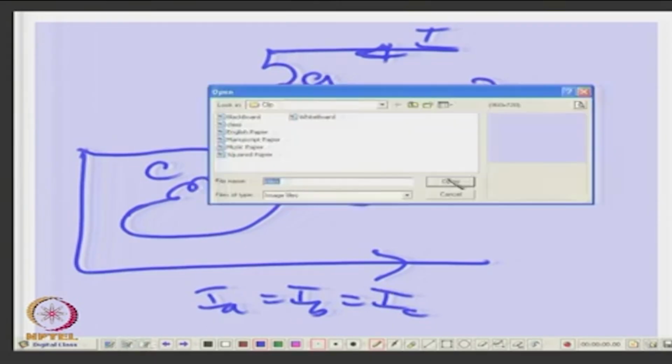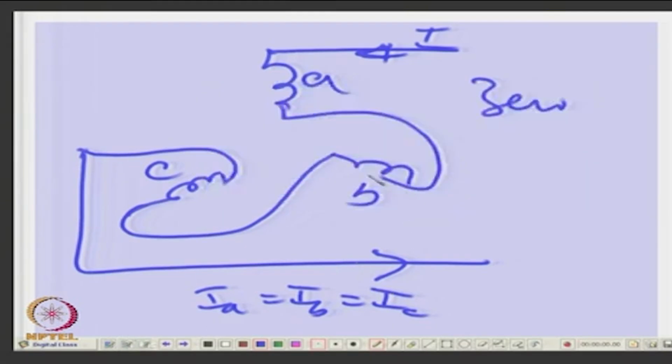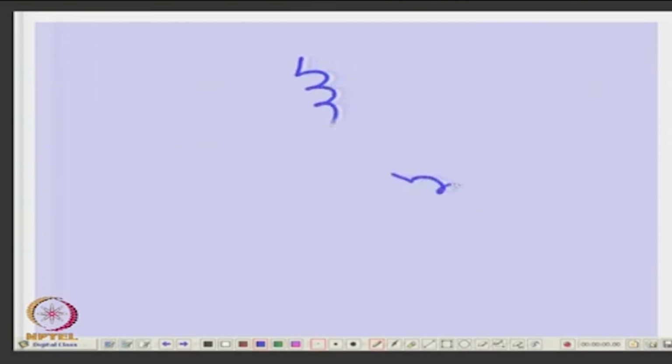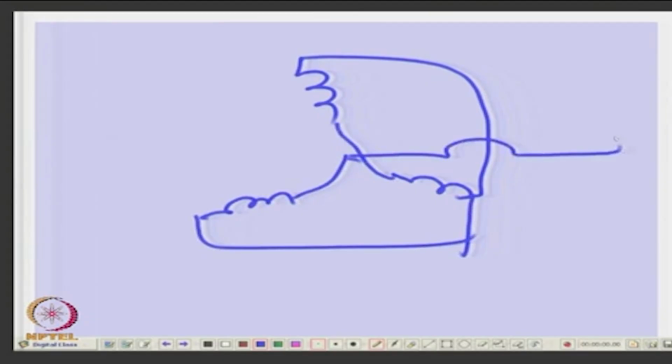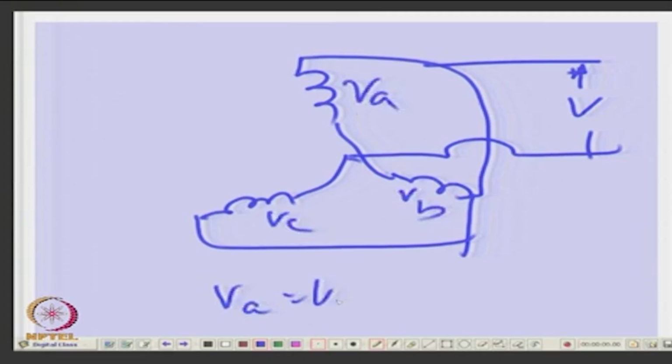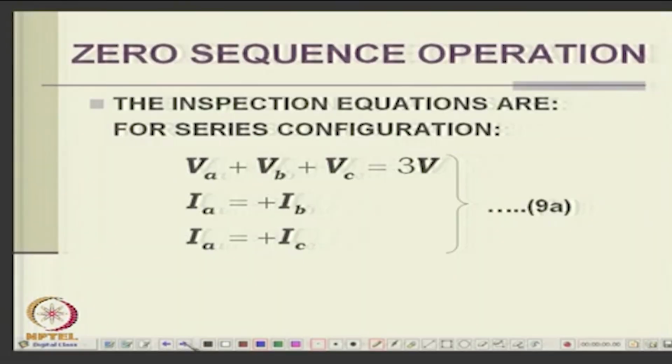Or you can have another case where you take 3 windings and put them all in parallel. Apply the same voltage V. So, that means here VA, VB, VC. So, VA equal to VB equal to VC. Agreed? Either you connect them in series, current will be same, parallel voltage will be same.